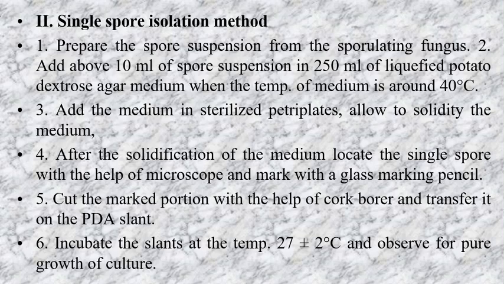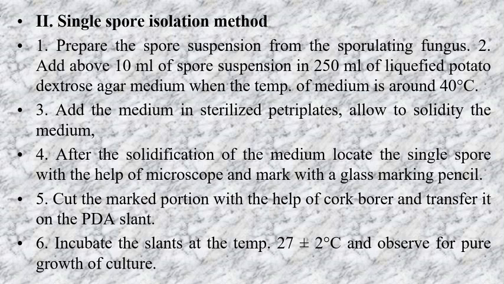Then single spore isolation method. How to isolate a single spore of fungus? Prepare the spore suspension from the sporulating fungus. Then add about 10 ml of spore suspension in 250 ml of liquefied potato dextrose agar medium when the temperature of the medium is around 40 degrees Celsius.